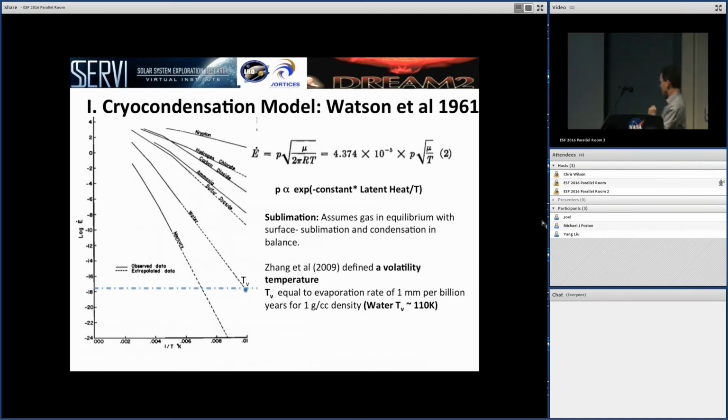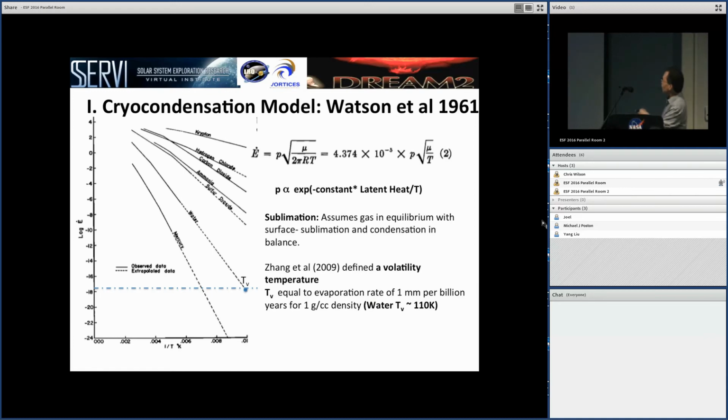So let me first talk about the traditional view of cold trapping. This is cryocondensation, presented by Watson in '61. Basically, the idea is that the evaporation rate goes as roughly the pressure of the overlying gas, with that pressure varying as the exponential of the latent heat divided by the temperature. And it's really a sublimation process. It assumes that the gas is in equilibrium with the surface.